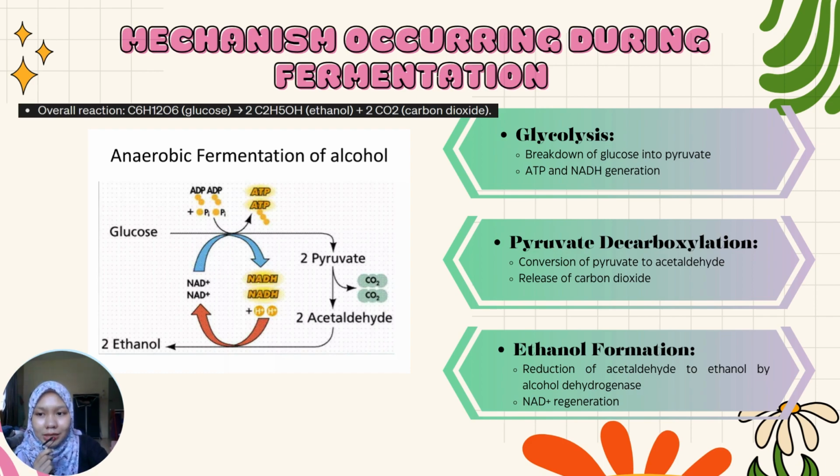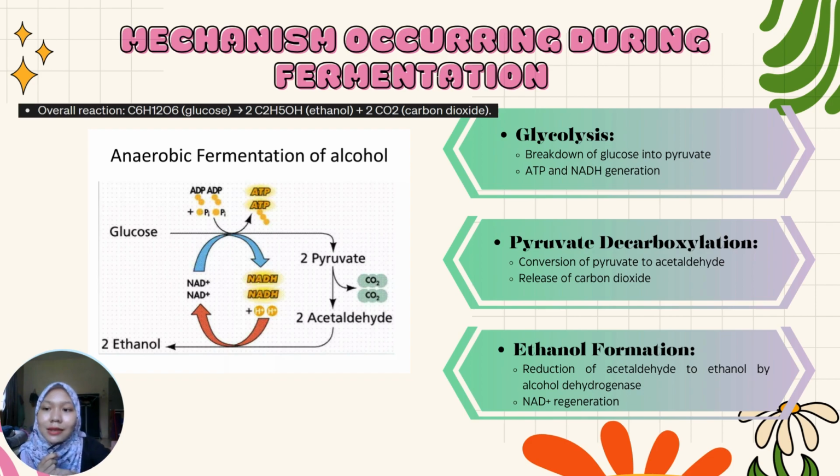Pyruvate decarboxylation. The pyruvate molecules produced during glycolysis are transported into the mitochondria of yeast cells. Within the mitochondria, pyruvate undergoes decarboxylation, a process where a carboxyl group, COOH, is removed from pyruvate, forming acetaldehyde, a 2-carbon compound, and releasing carbon dioxide. The reaction is catalyzed by the enzyme pyruvate decarboxylase.